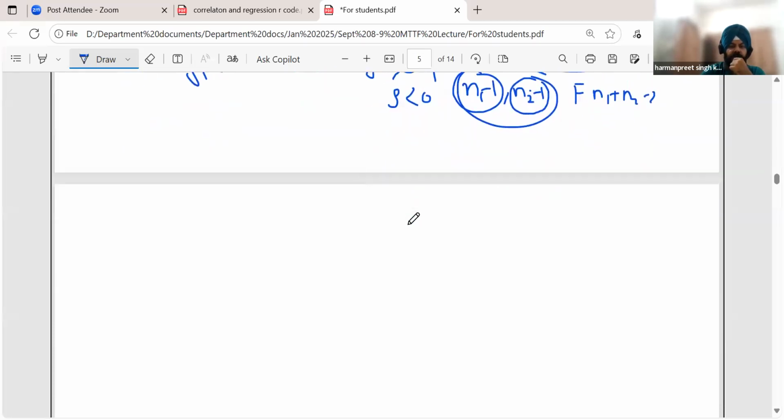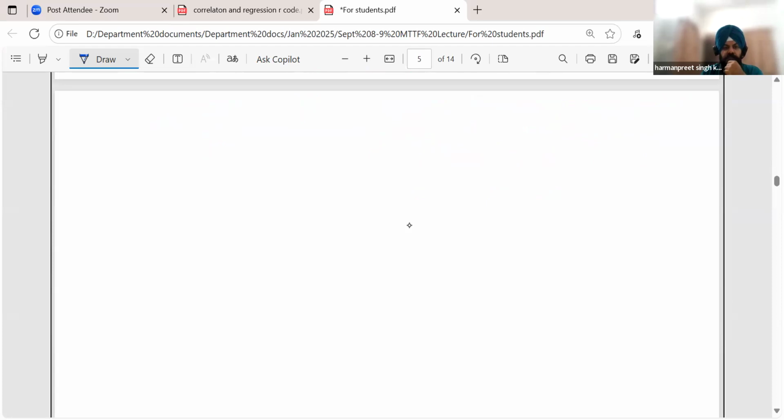So now what will we conclude? Let us suppose, to emphasize again, that we assume alpha as 5%. And from the test, we got a p-value less than 0.05.